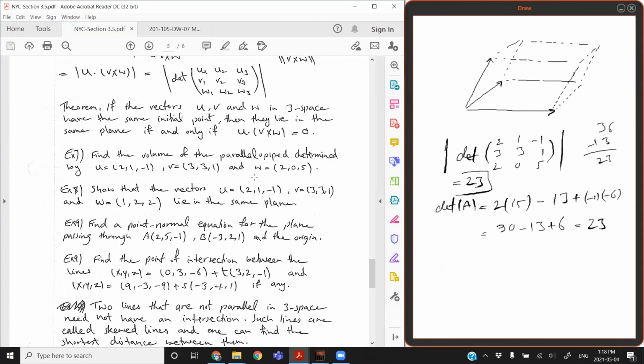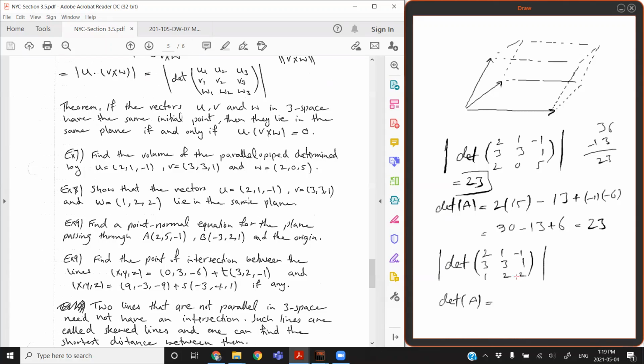Volume of the parallelepiped determined by these 3 vectors is going to be the absolute value of the determinant of this matrix, 2, 1, negative 1, 3, 3, 1, and then 1, 2, 2. So for the determinant of this, first I find the determinant and then I find the absolute value. If the determinant is 0, then I know that the 3 vectors are in the same plane.